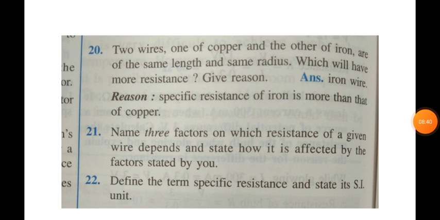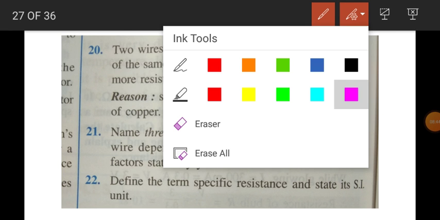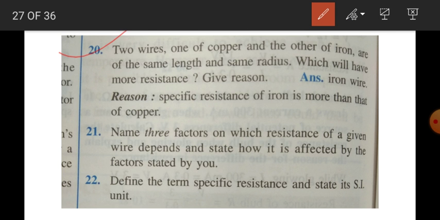There are a few more questions related to resistance and specific resistance. This question is regarding specific resistance. Define specific resistance and state its SI unit. Specific resistance is the resistance of a wire having unit length and unit area of cross section. SI unit is ohm meter.